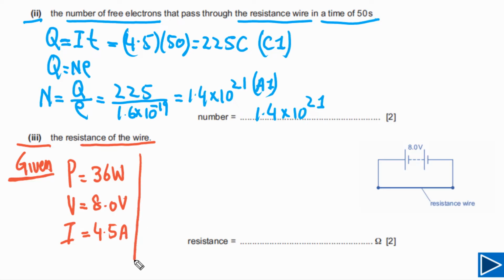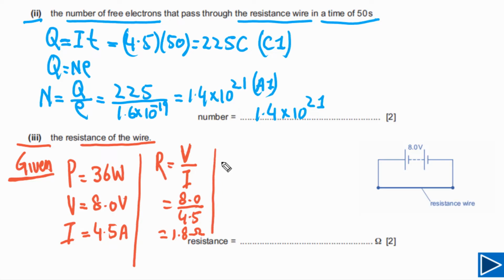So now we have different options to calculate the resistance of the wire. An easy way to find the resistance of the wire is we can simply say R is equal to V over I. So the resistance of the wire is equal to the potential difference across the wire divided by the current passing through the wire. In this case, the potential difference across the wire is 8.0 and the current passing through this wire is 4.5. So we can find our final answer. In this case, the final answer will be 1.8 ohms. So this is the resistance of the wire.